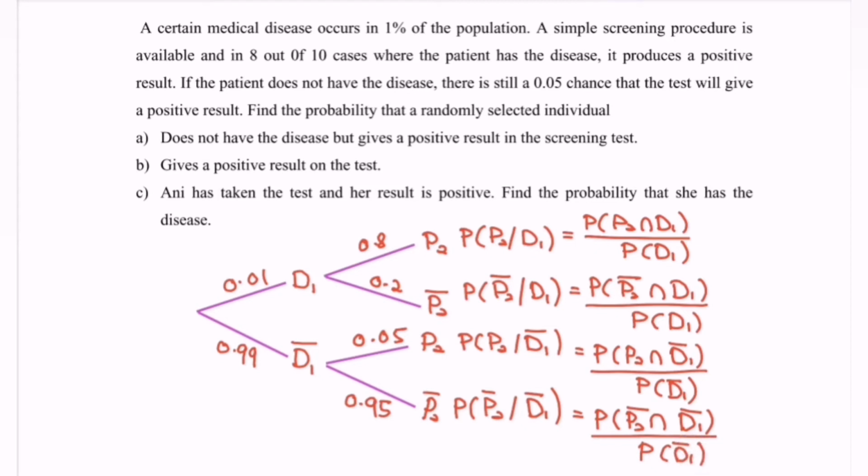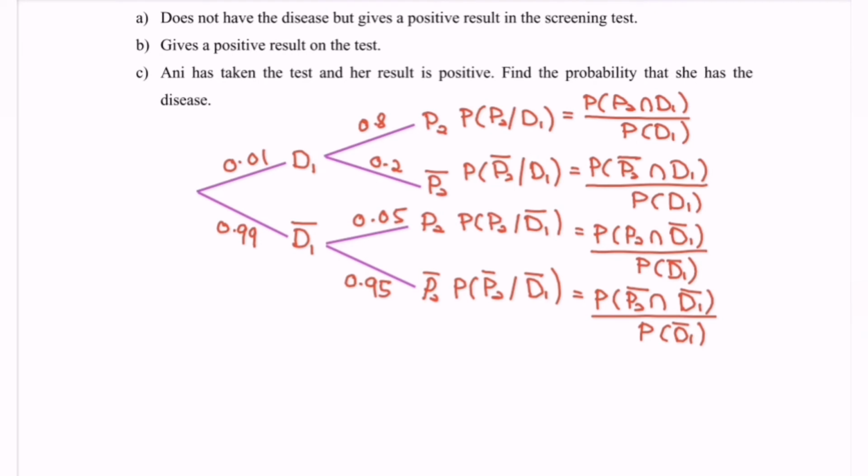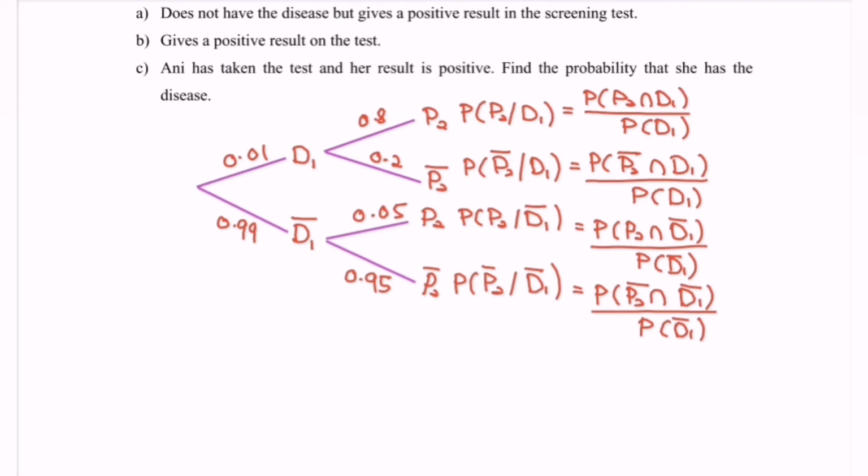So here we have the tree diagram. Find the probability that a randomly selected individual. A. Find the situation that the person does not have the disease but gives a positive result in the screening test. So the situation will be the probability that the person does not have the disease, where we have D1 complement, but gives a positive result in the screening test. So meaning that intersect with the positives.